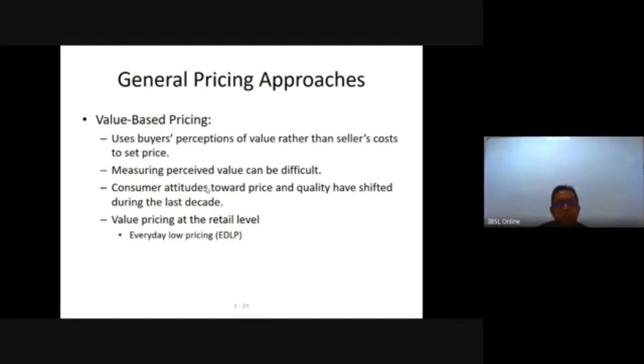Everyday low pricing. Sometimes, value pricing at retail level, retailers like Walmart always say they offer everyday low pricing. So that way they change the perceptions of the customers. The buyers' perceptions are changed in such a way, over a period of time, by promoting everyday low pricing, which they can do because of their size. Walmart is the largest retailer in the world.